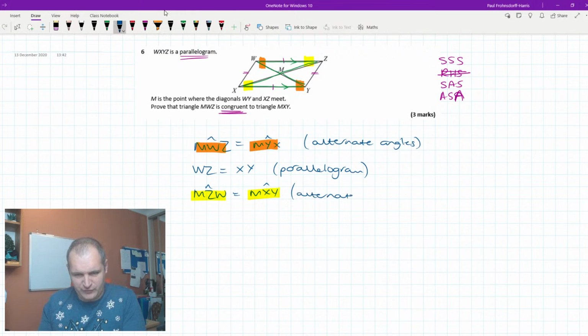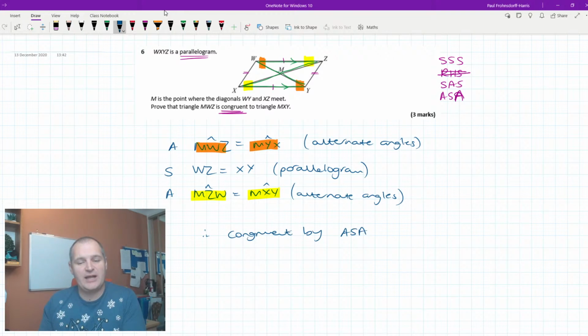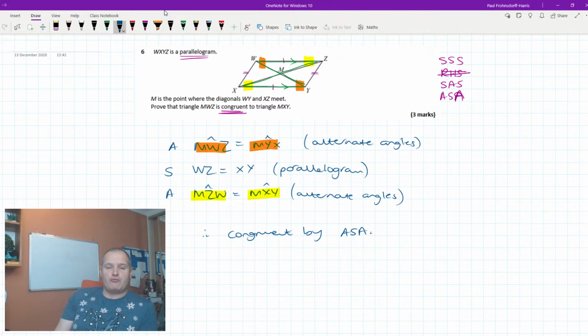There's a lot of use of alternate angles in similarity. And once we've got that they're the same, we have an angle, a side and an angle, therefore congruent by ASA. Again, any of these questions, feel free to rewind, watch it again until it makes sense to you.